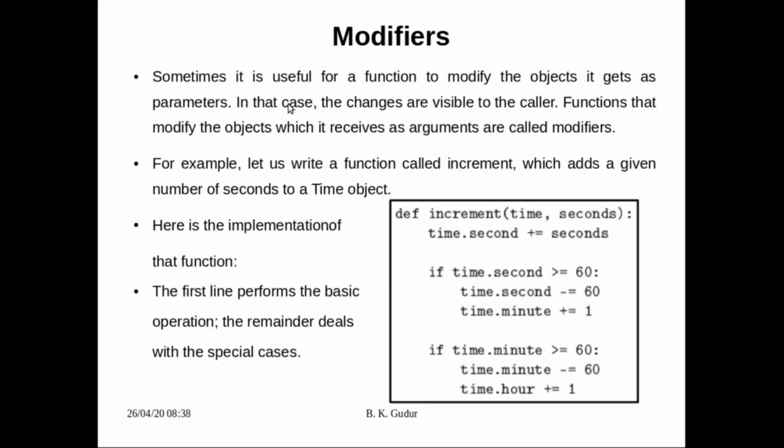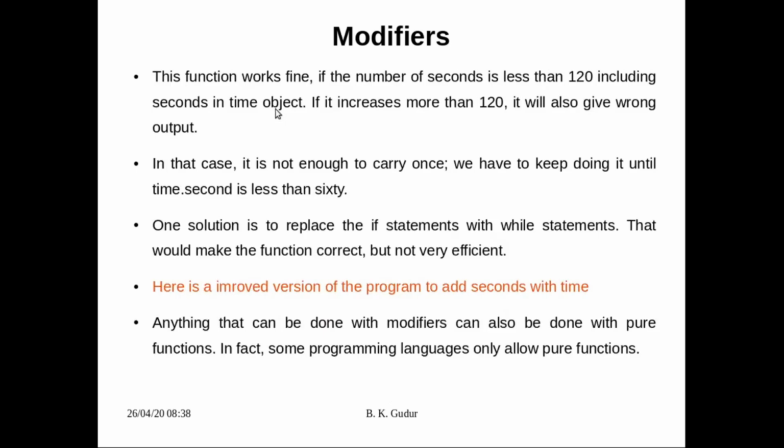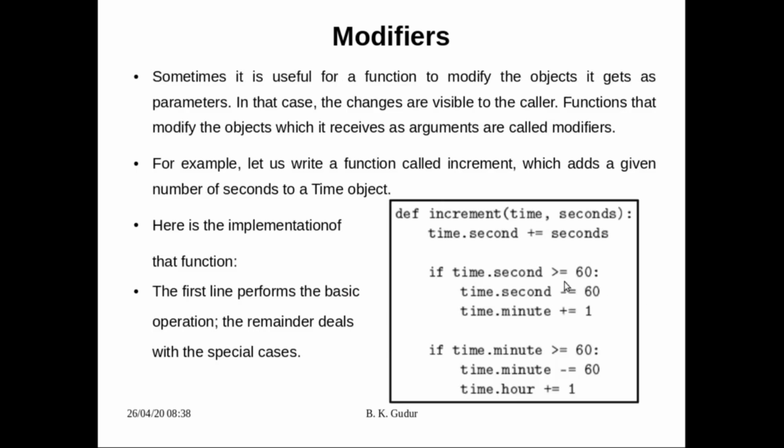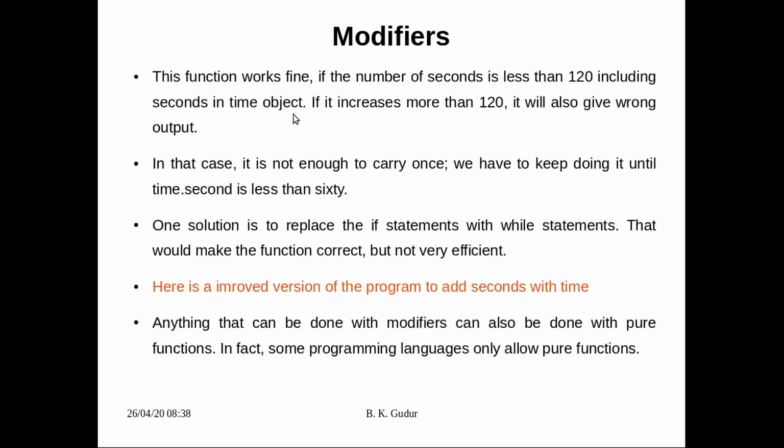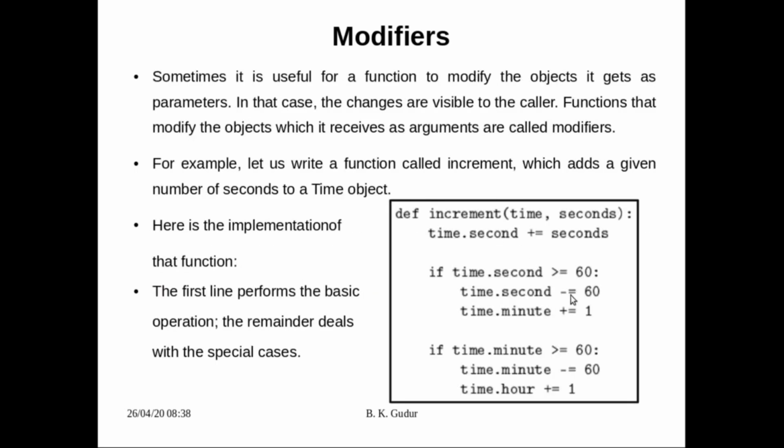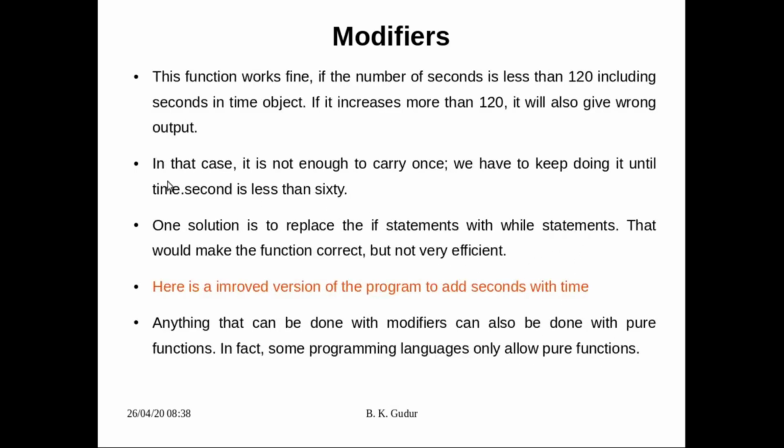Later you can write this function and check it along with the time class. It works fine if the number of seconds is less than 120. After adding, if the number of seconds here is less than 120, well and good. Whereas if it increases more than 120, it will give a wrong result, because here we are just subtracting 60 from this number of seconds. If I give, for example, 120 seconds, it is going to give a wrong result.